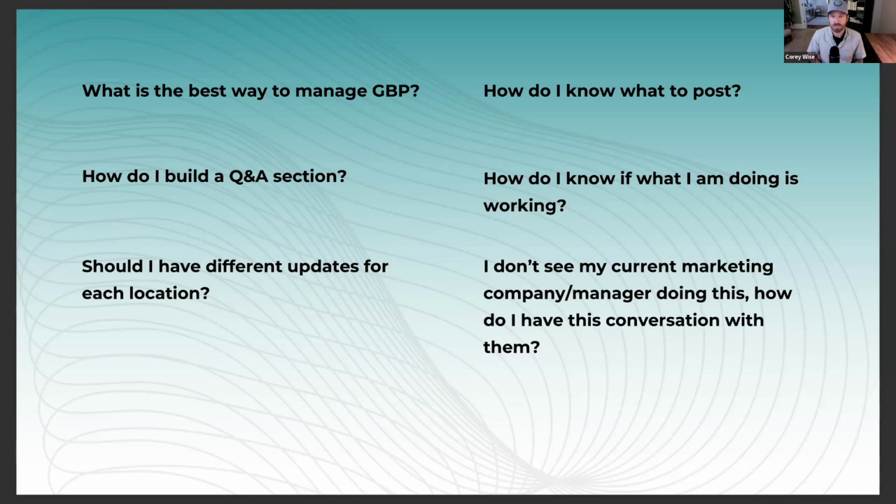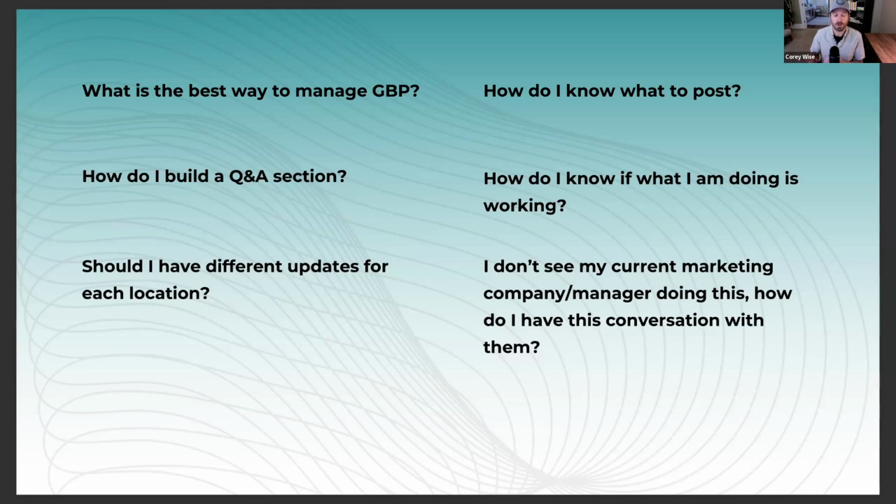We've talked about how do we build a Q&A section. How do I know if what I'm doing is working? Two ways. One, your reviews are going to go up, and then you're going to get more business. If you get a little bit more down the rabbit hole of this, there's analytics. Google Business Profile has analytics.